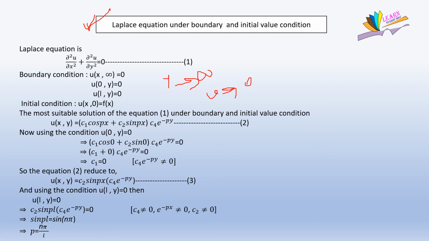And using the condition u(l, y) = 0, then u(l, y) is equal to 0. So x এর মান যখন l, then x এর মান l বসায় পাই, in equation 3, c2 sin pl c4 e^(-py) is equal to 0. যেখানে c4 is not 0, e^(-px) is not 0 এবং c2 is not 0, so sin pl is equal to 0. sin pl is equal to sin n pi, so p equal to n pi by l. sin n pi is equal to 0.